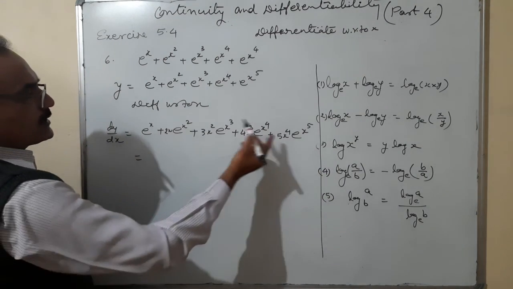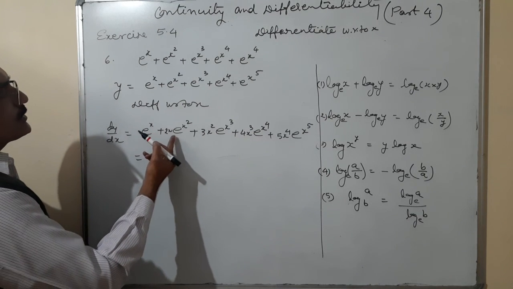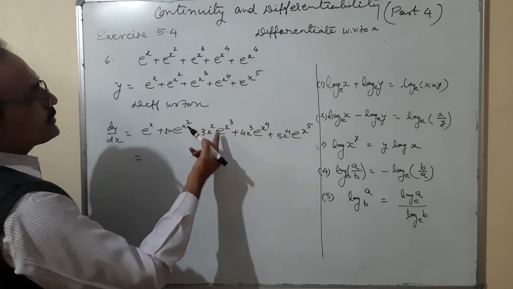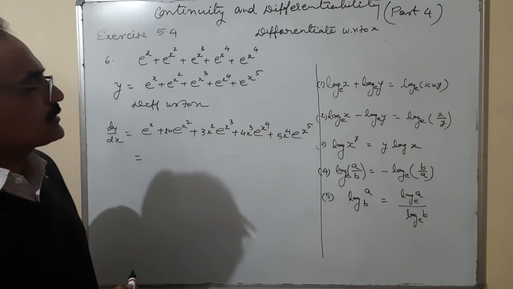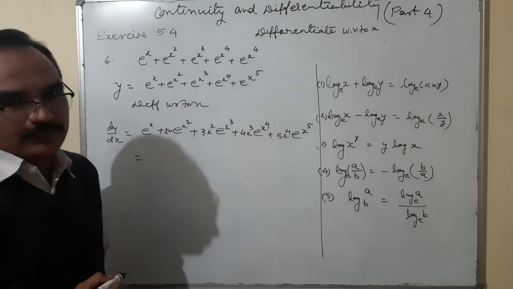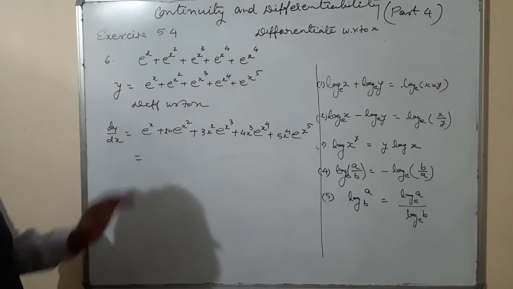Okay, so I think this is the answer only. e to the power x plus 2x e to the power x square plus 3x square e to the power x cube plus 4x cube e to the power x to the power 4 plus 5x to the power 4 e to the power x to the power 5. Okay, this is treated as the answer only.